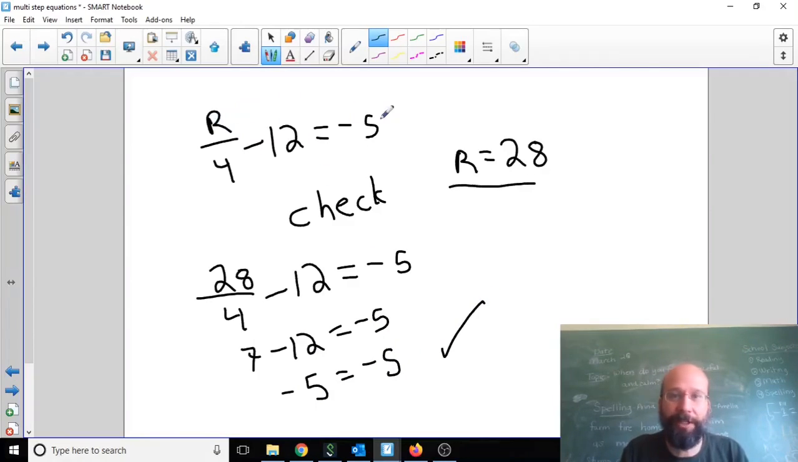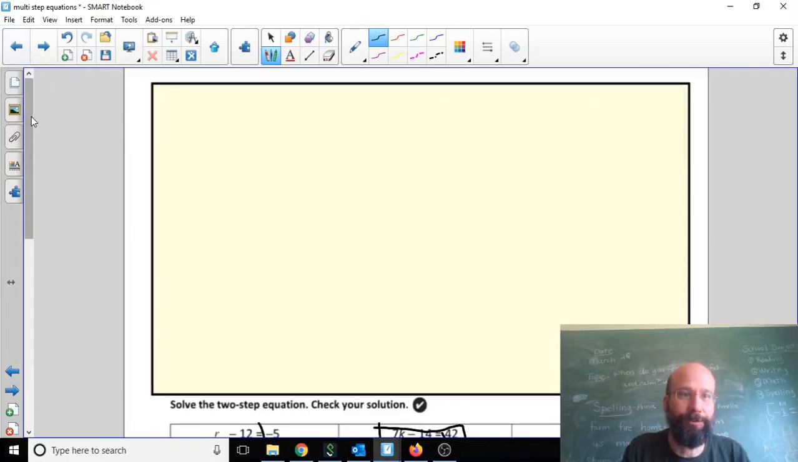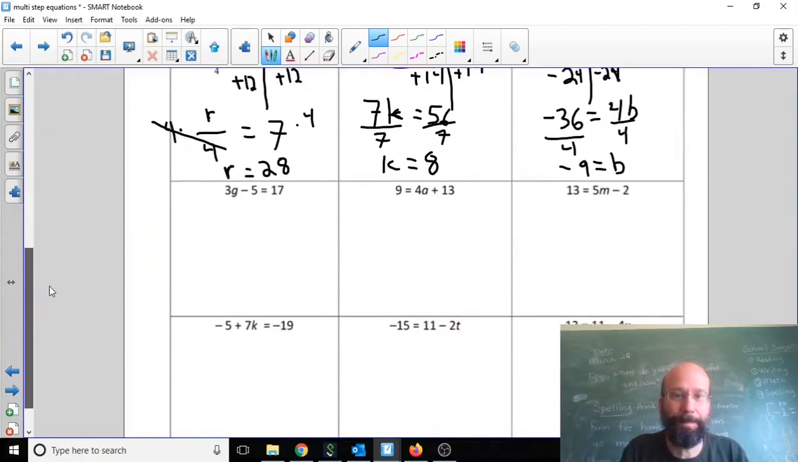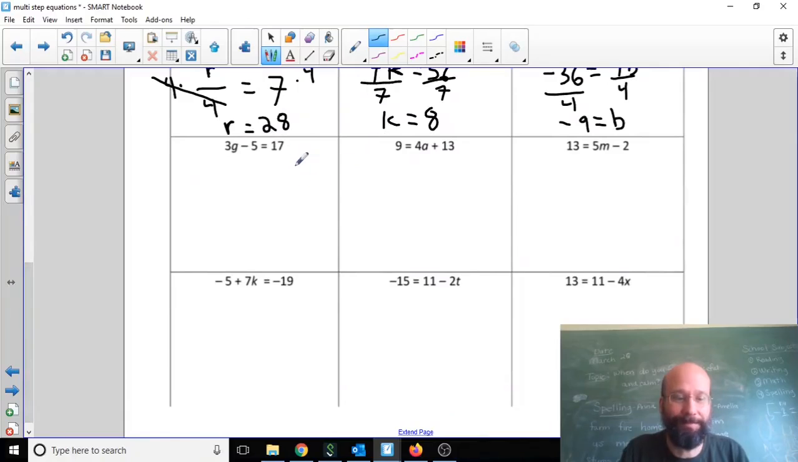When we check it, we practice our substitution, substituting this value in for r, and then we practice our order of operations. So it's a lot of math practice when you check it, which is why you guys have to check it. Now let's do a couple more of these. Unfortunately, again, all I can do is show you examples, and then you're going to work on it and send me your work. If you're in my class, you need to send me your work.